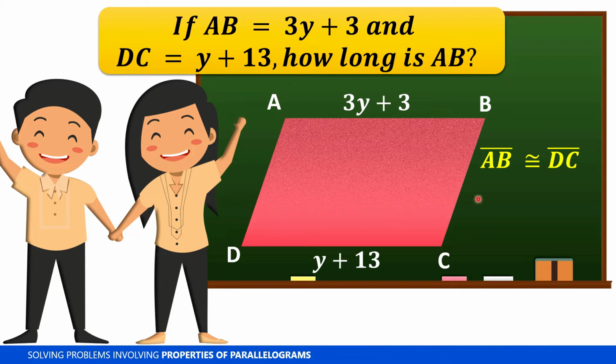So if AB is equal to 3y plus 3, we just equate it with y plus 13, which is the given for side DC, because the length of side AB is equal to the length of side DC. So we have the equation 3y plus 3 is equal to y plus 13. For us to determine the length of side AB, we must solve for y first. So let's try it.